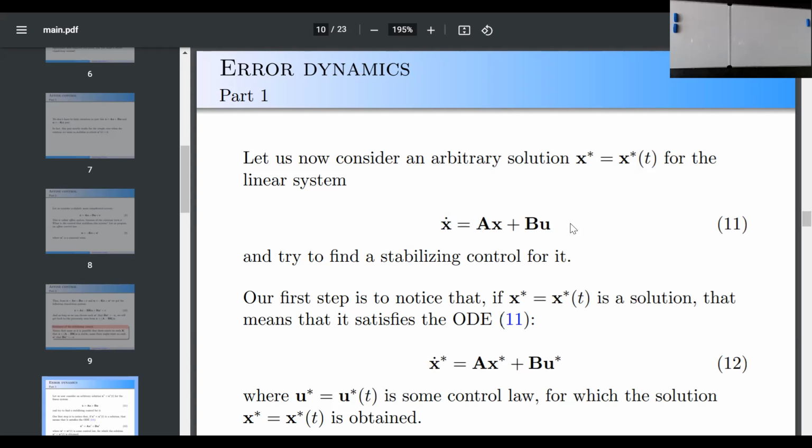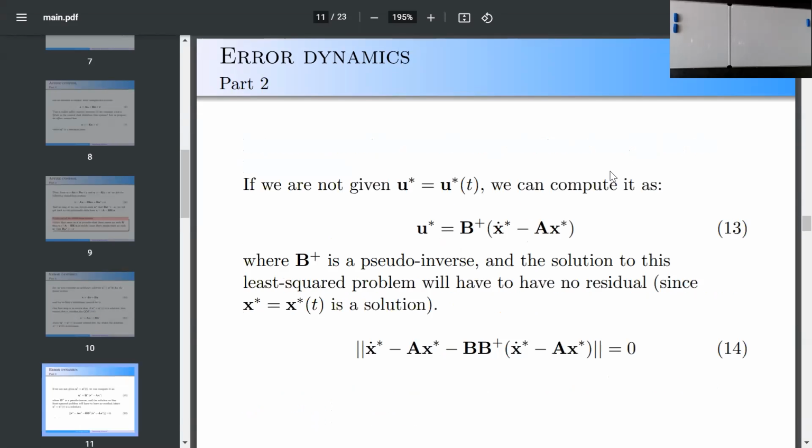Okay? How is it different? Well, first, what we did was we said let's find u star. And u star in this case we found by substituting x star into the equation and solving it for u. Equation 13. You see, I just expressed u star, and it involves an invertible B matrix. B matrix doesn't have to be invertible, but if x star is a solution, this expression 13 with the pseudo inverse should provide an exact solution to the equation.